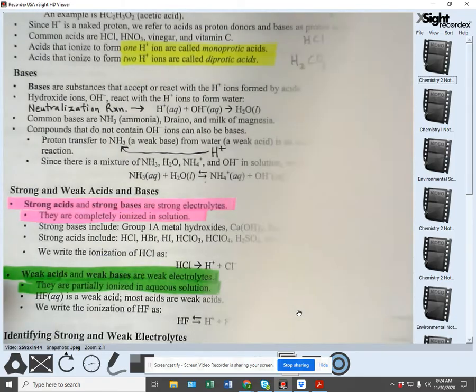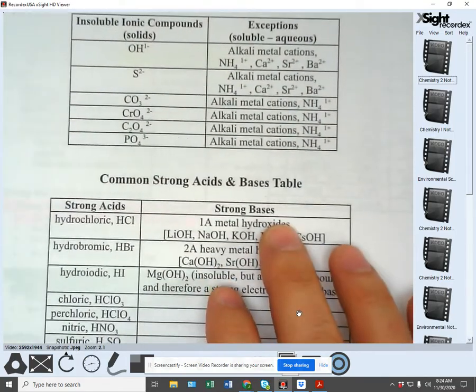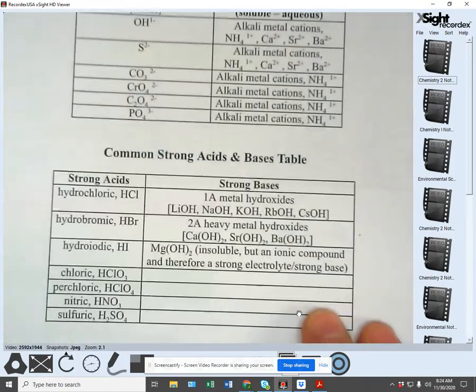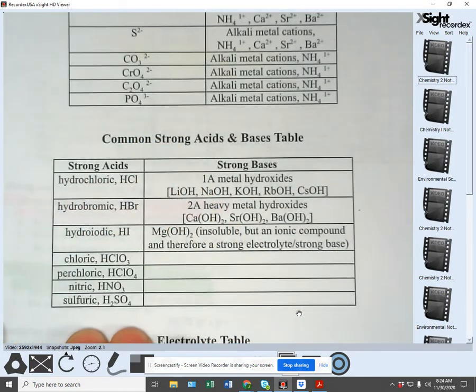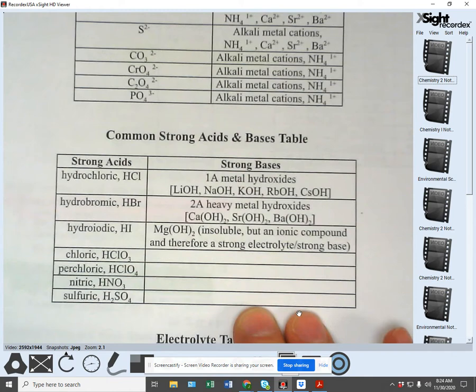This list here is your strong acids and bases table. So I've listed the strong acids, I've listed the strong bases.